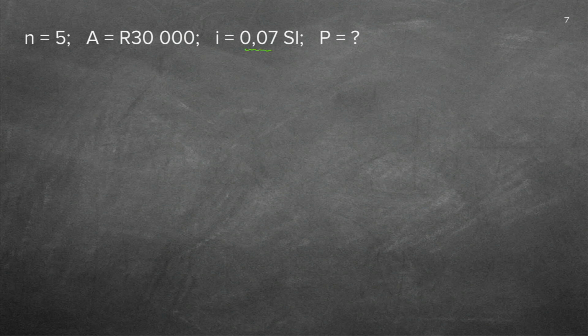Make sure that you check this. It's not 0.7. I'm going to say it a few times because I know it's a common mistake. It's 0.07. And I wrote the SI for simple interest because a little bit later we're going to do compound interest, and then we need to know which one it is we're working with. So I'm going to have to write down my normal formula. A is equal to P(1 + iN).